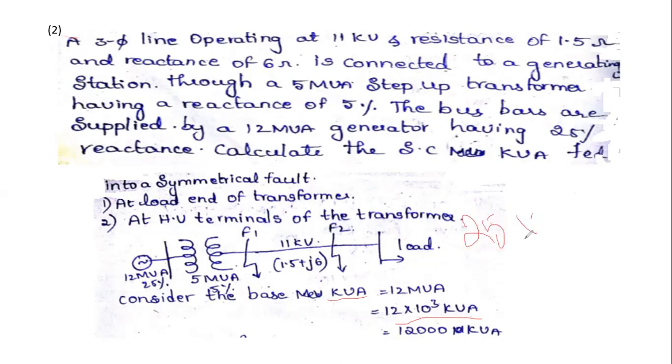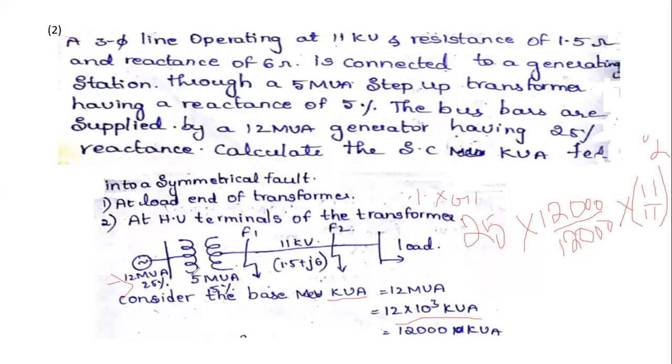25 into MVA base is 12,000. MVA base value is 12,000 by, what is the rating for that generator G1? 12 MVA, that is 12,000 into KVA base by KVA, that is 11 by 11 whole square. Okay, this is the reactance for generator G1. This is the percentage reactance for generator G1.